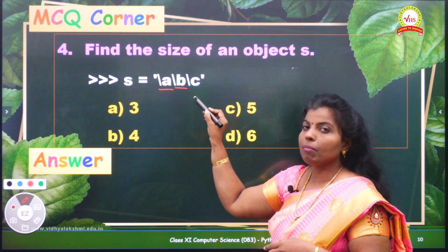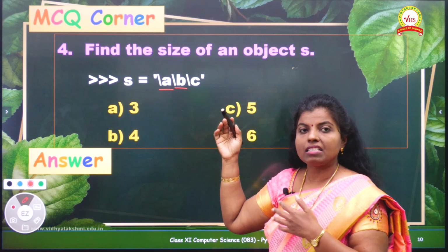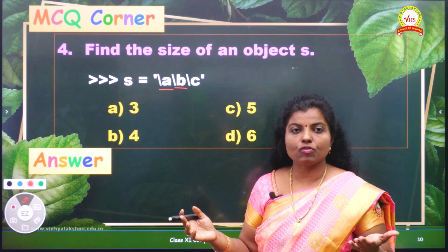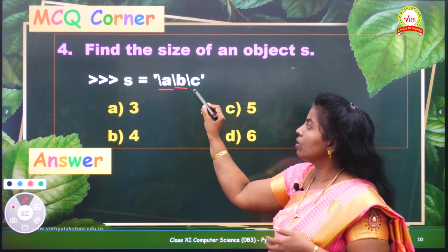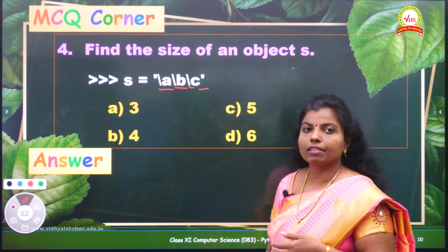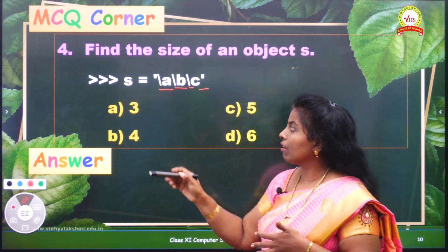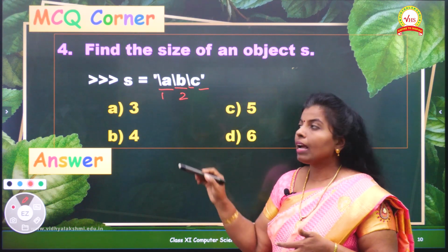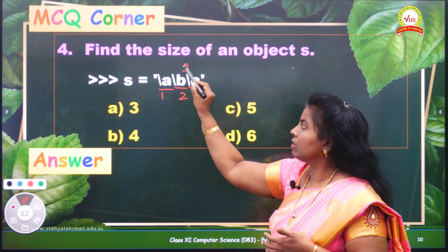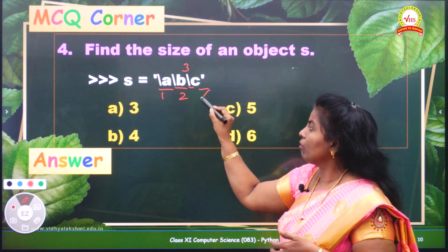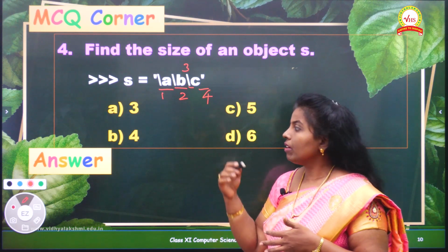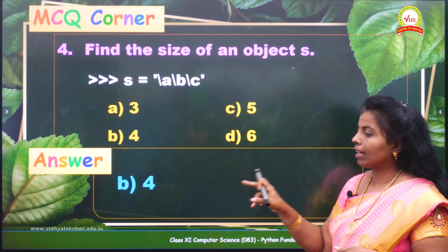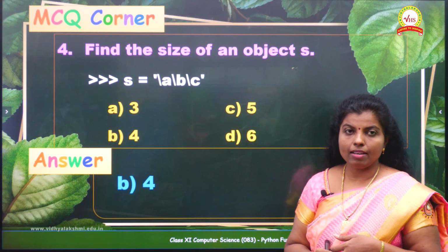And followed by we have \, and there is a letter C. If you see \C, we do not have any other escape sequence such as \C. So we have to count the \ separately and the character C separately. So according to that, if we count \A will be number 1, \B will be number 2, and then the \ will be number 3, and the character C will be number 4. So according to that, our option is going to be the option B, number 4. So the correct answer is going to be option B and number 4.